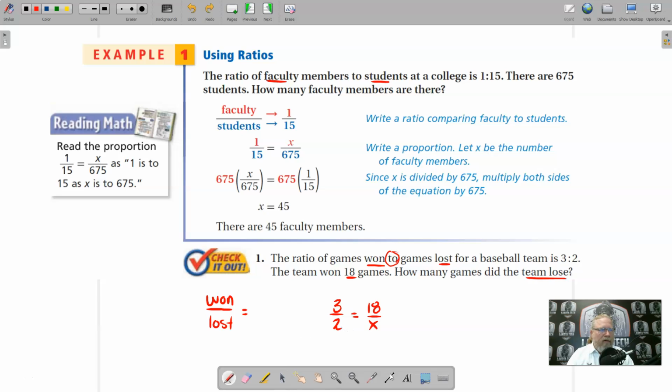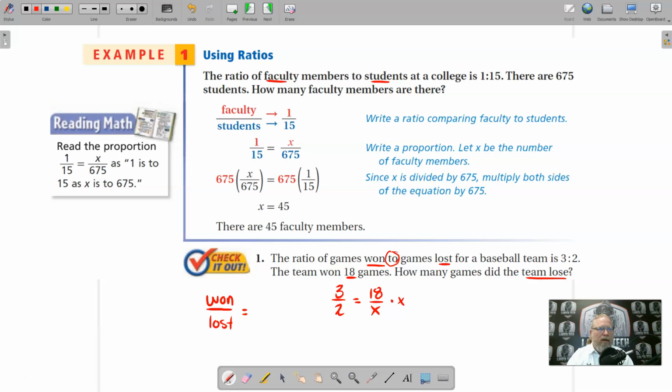Now, I would prefer to go ahead and solve this using cross products. However, we're pretending that we don't know about cross products yet. So we'll probably do this just a little bit different. And I'm going to move this up just a little bit more so I got some more space. So let's get the X out of that denominator position.